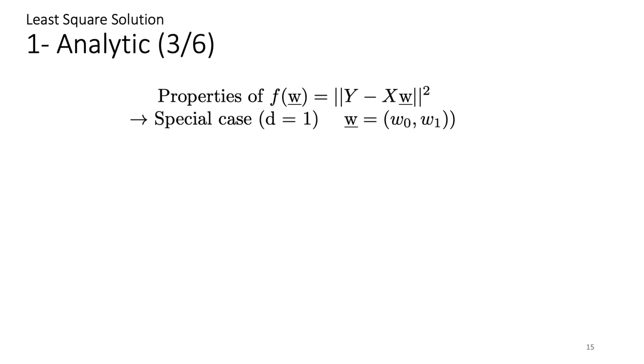So we're talking about a special case where D is 1 now. So your W vector contains only W0 and W1, right? So your f of W, which was the solution of the least square we talked about, contains the W star, is equal to the norm of this, right? You already know that. So let's visualize it to see how we're going to minimize this. So now we have two W's and D was 1, right?